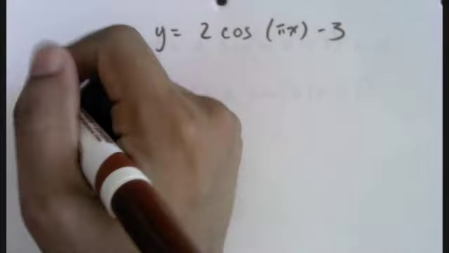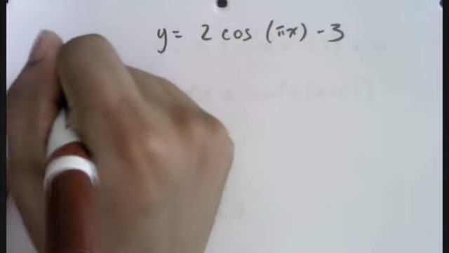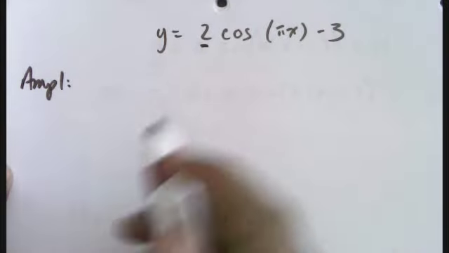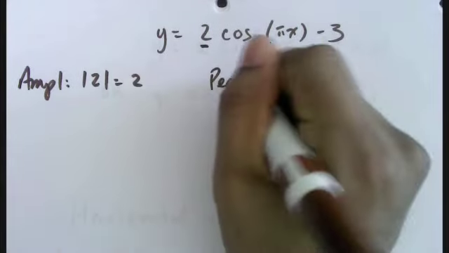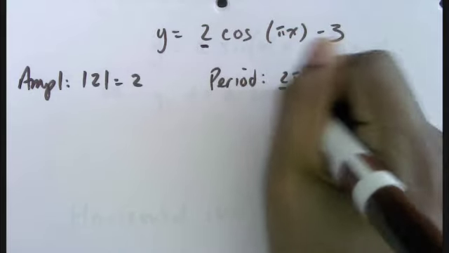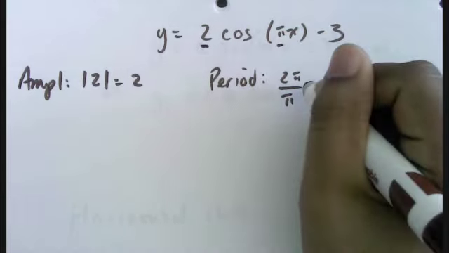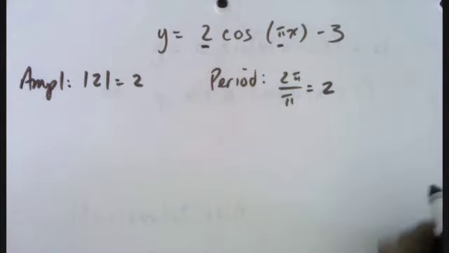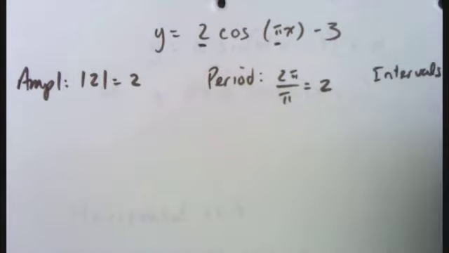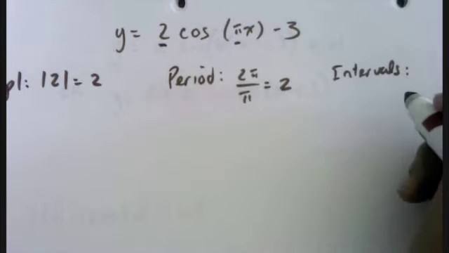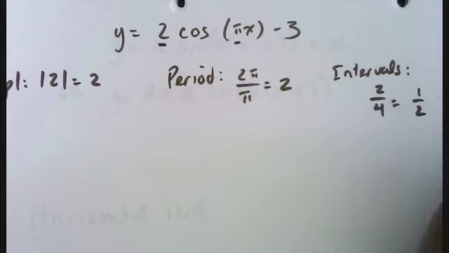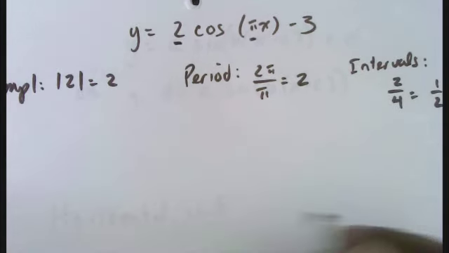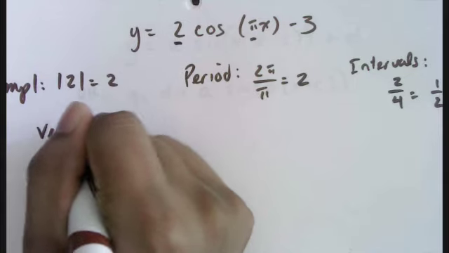Okay, we'll start this problem off exactly the way that we did before. The amplitude is going to be the absolute value of 2, which is 2. The period is going to be 2 pi divided by b, and b was pi. That simplifies to 2. My intervals will be taking my period, which is 2, and cutting it into 4 pieces, and that's going to be a half, so my intervals will be halves. And my vertical shift is down 3.